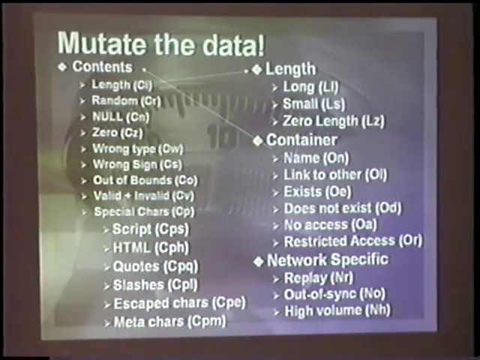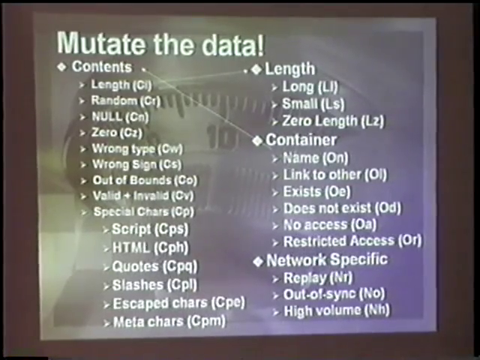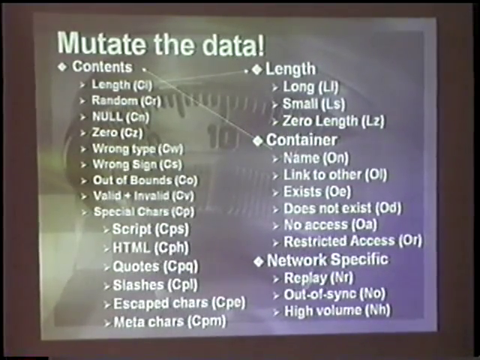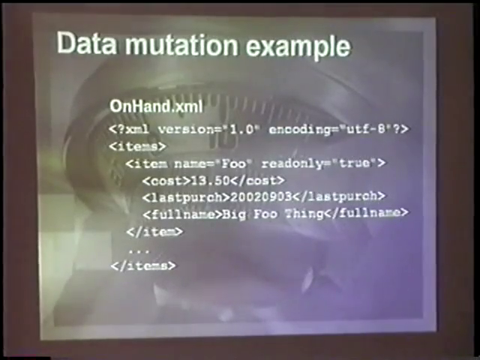Make it a link to something else. Make it exist when it shouldn't exist. Make it not exist when it should exist. Deny access to the file. All these kinds of things. So it's a way of structurally thinking about how to build data that sort of lies and cheats.